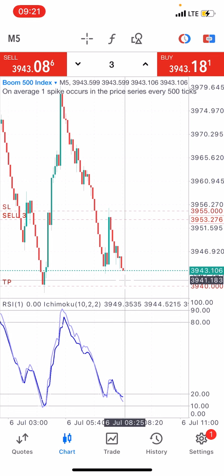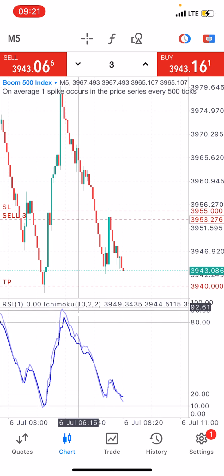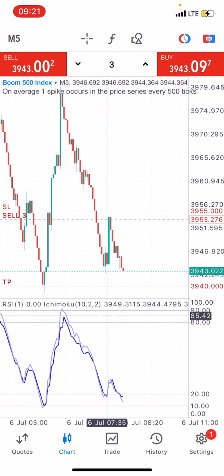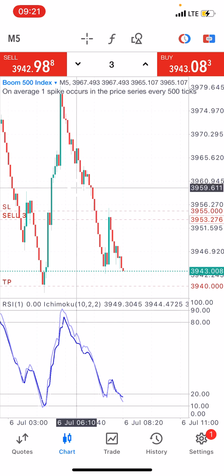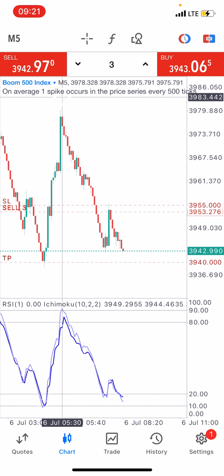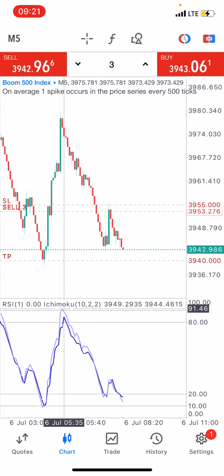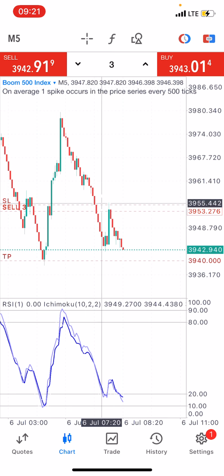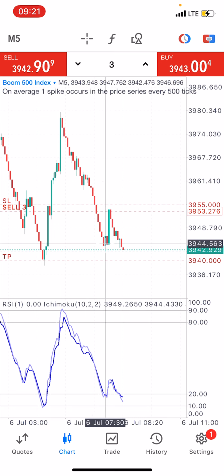Let me show you what I'm trying to talk about. Now take a look at this. At this level here, level 90 and 80, which is the overbought region. Okay, this is the overbought region. This place here is this level here. So imagine that you took the sell from this level, you'll be very sure of milking the market to this very level.